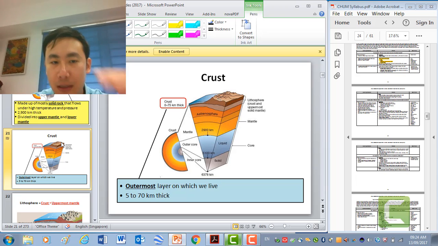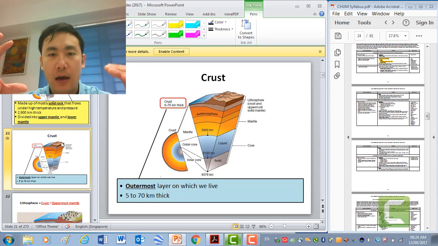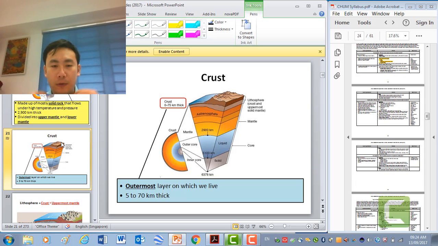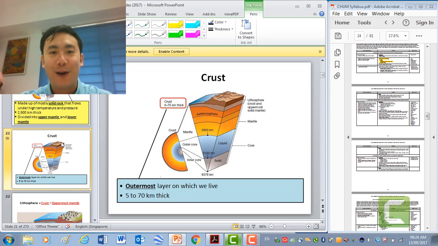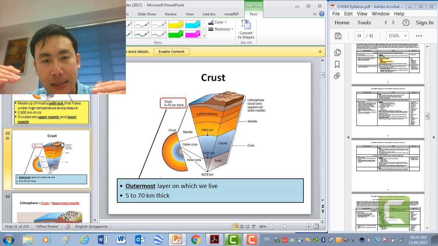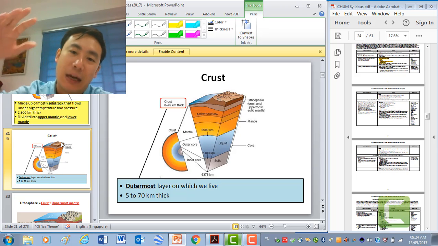So it's a thin oceanic crust. Think of it as 5 km. And then there's a thick continental crust. Think of it as 70 km or to 75 km. Now, you can think of it as 2 objects floating on a tank of water, right? They're both floating, but you're going to find that the oceanic crust is like a wooden plank, whereas the continental crust is like a styrofoam board.